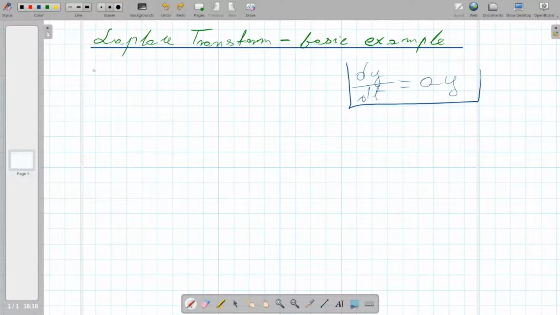Okay, so first of all, the notation. If we have f of t, a function of time, and we make the Laplace transform of this function, then we obtain capital F of s. That's just a notation. But the most important thing is how we change the domain from time to s. s is the Laplace variable.